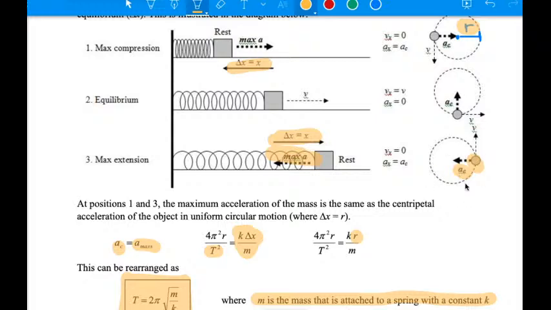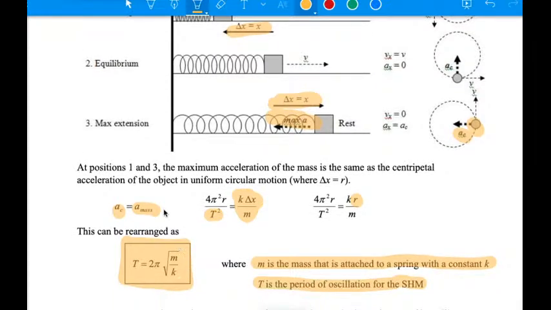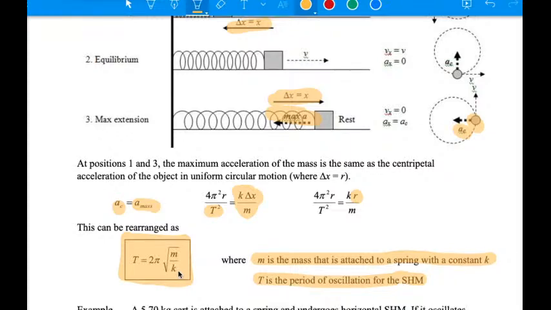Combining the conceptual idea of this circular motion being analogous or pretty much identical in its x direction to this horizontal spring. And since they are identical, we can actually set their accelerations the same and derive this formula. So if deriving the formula isn't coming super easily to you, don't worry about it. You're given this formula. You'll be able to solve for period using mass and a spring constant.